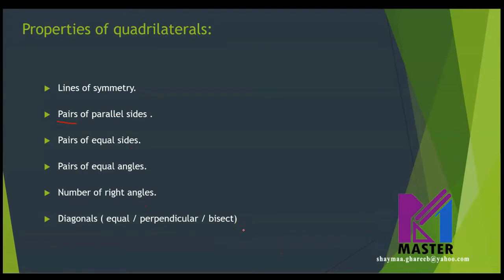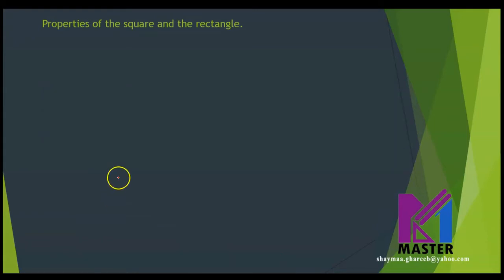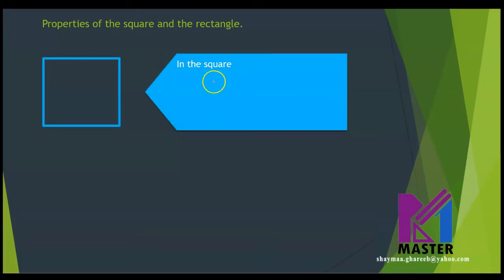Is this clear how we describe a quadrilateral? By talking about all these properties. Now, let's check properties of quadrilaterals in detail. Let's start with properties of the square and the rectangle. This is the square, so we can say in the square, all sides are equal. Or we can say 4 equal sides.